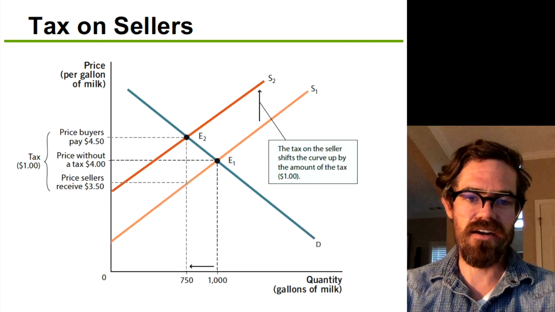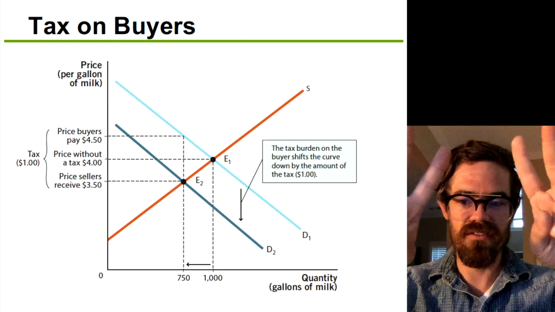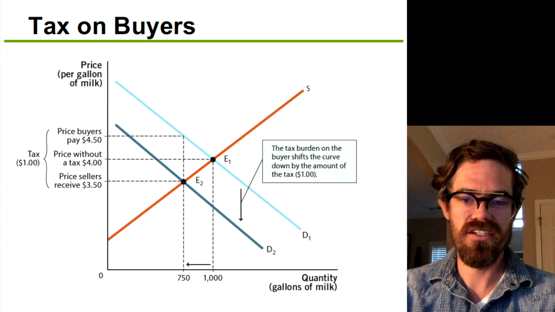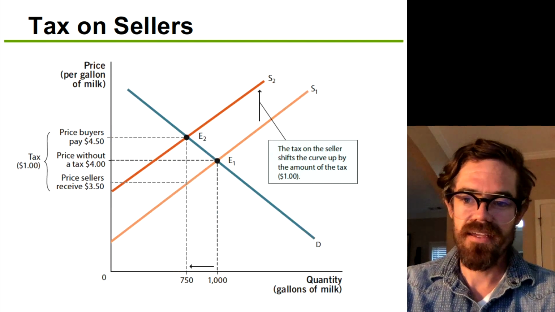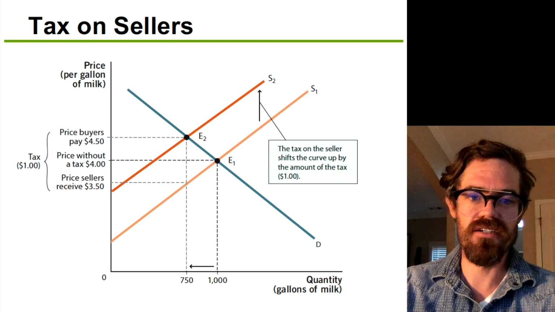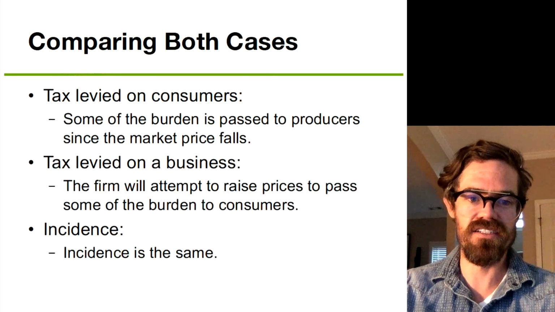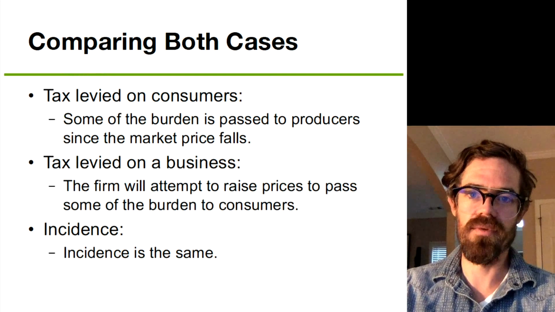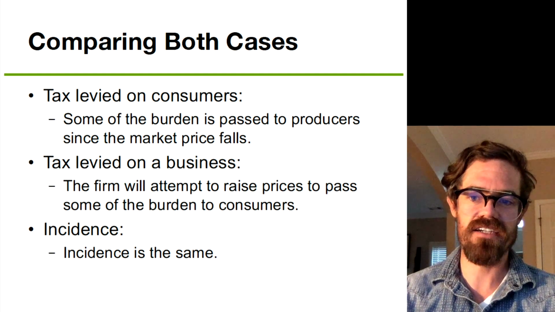And it doesn't matter, regardless of whether buyers are levied the tax, or the tax is levied on sellers, it basically doesn't matter in terms of market outcome. Consumers and producers are equally splitting the burden of the tax incidence, right? So the incidence in both cases is the same. Okay, so that's what we're talking about here. Tax incidence is independent of who the tax is levied on.